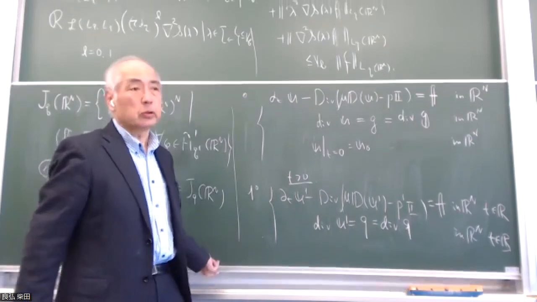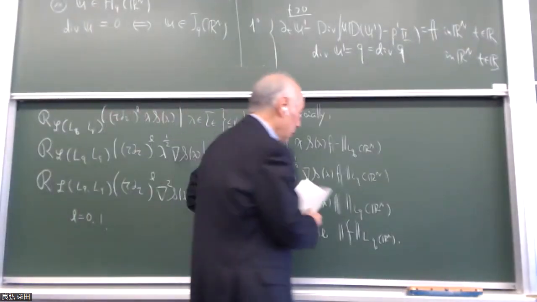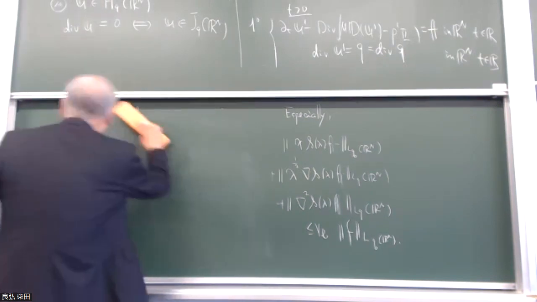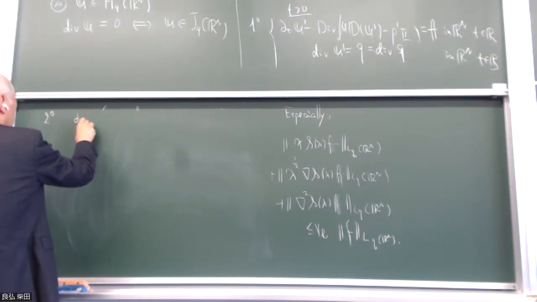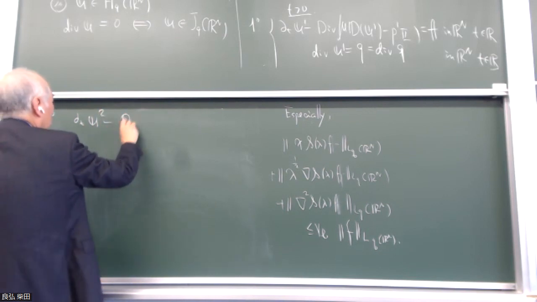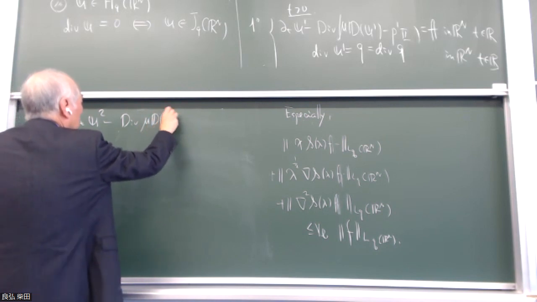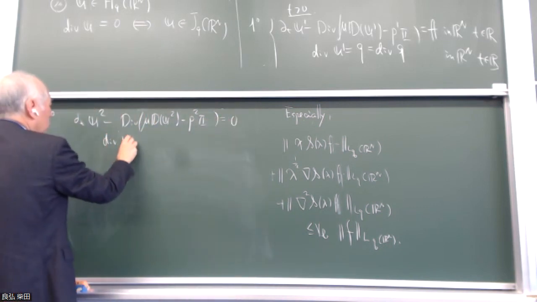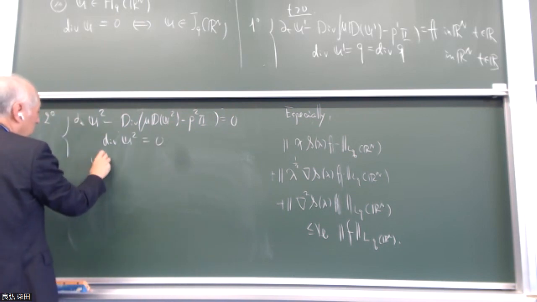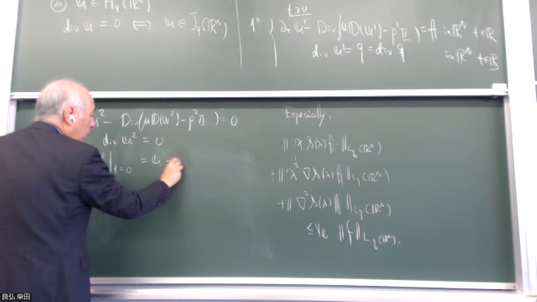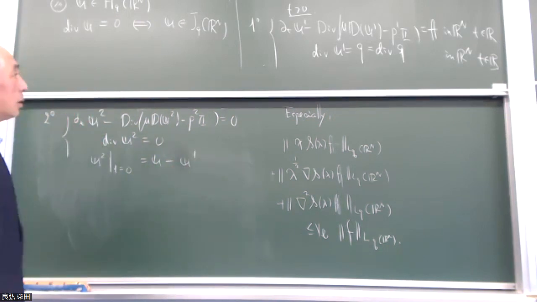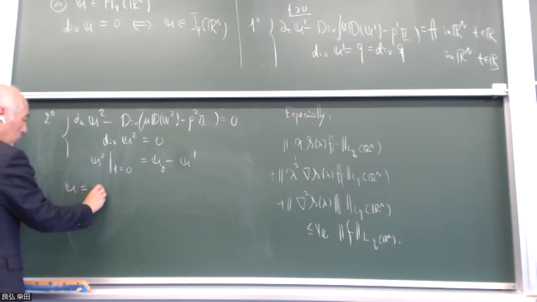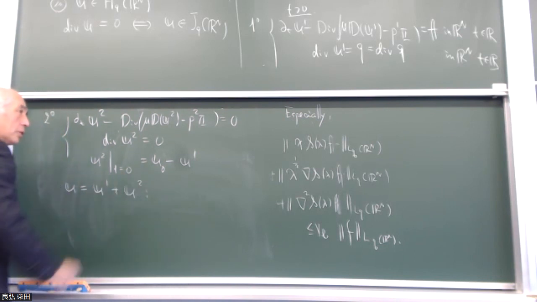Okay, maybe later I do. And secondly, when you have U1, then you solve the evolution equation for U2, with the right-hand side zero, and divergence equal to zero. The initial data is the original U minus U1. Then obviously U equals U1 plus U2 is a required solution.